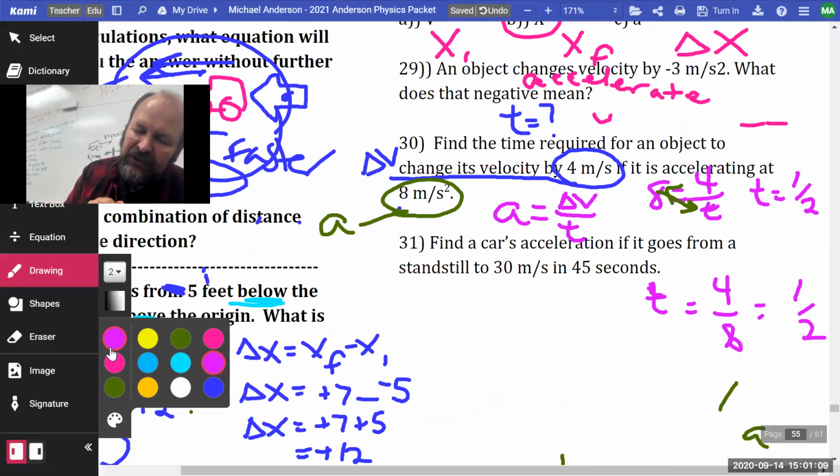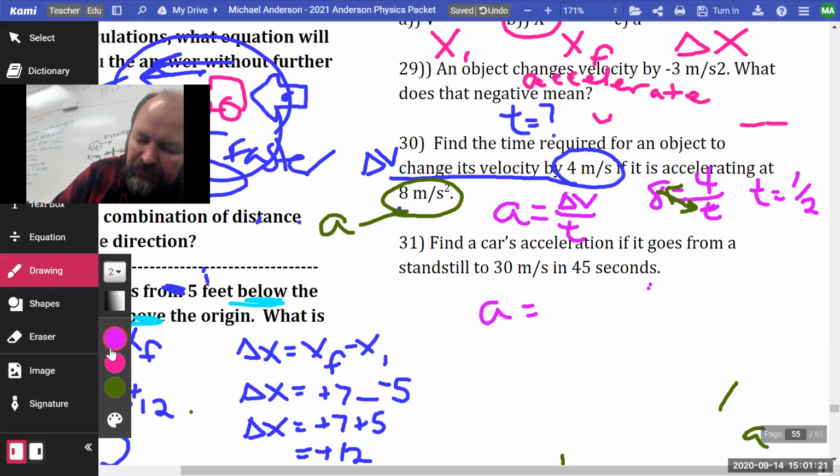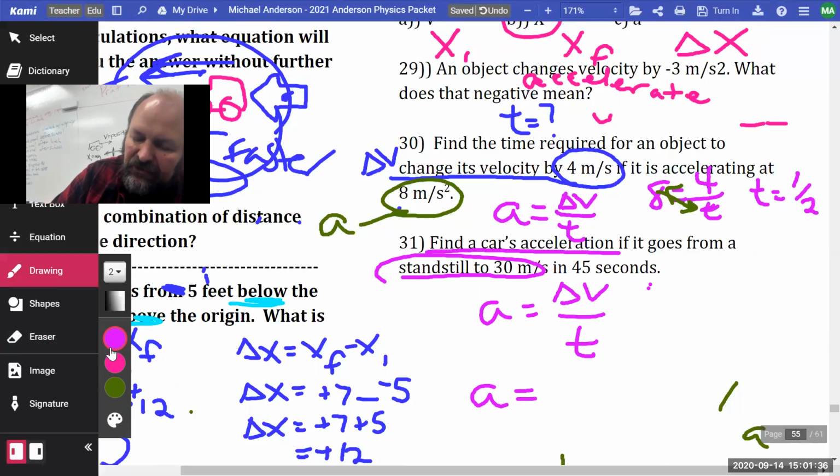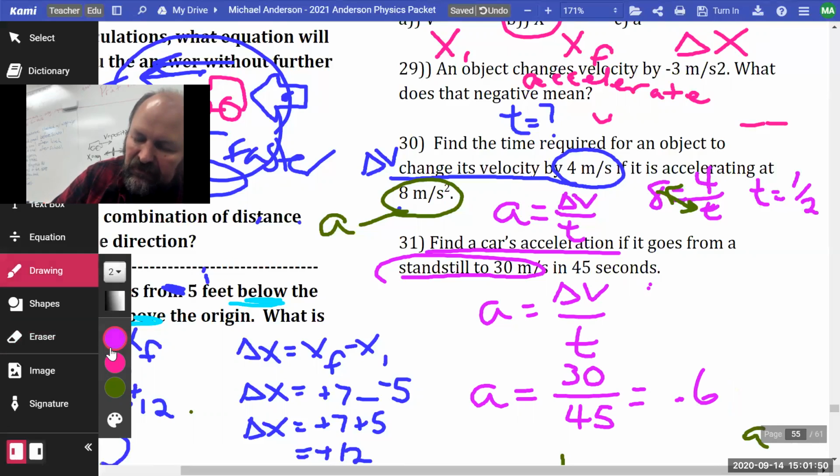Okay, now number 31, find the car's acceleration if it goes from a standstill to 30 in 45 seconds. So the equation is the same one, only this time we are looking for the acceleration. Find the car's acceleration. So the A stays a letter. It goes from a standstill to 30. So the change in velocity is from 0 up to 30. The change is 30. The time is 45 seconds. And if I do the math in my head correctly, that's going to be 0.667.